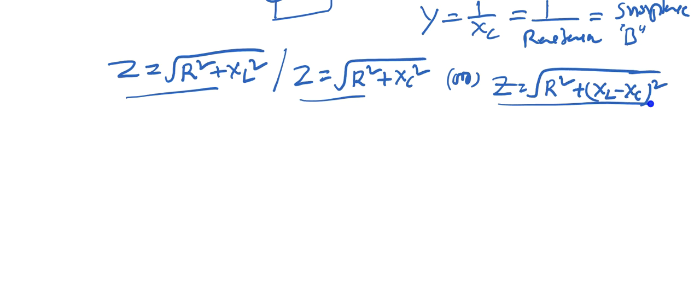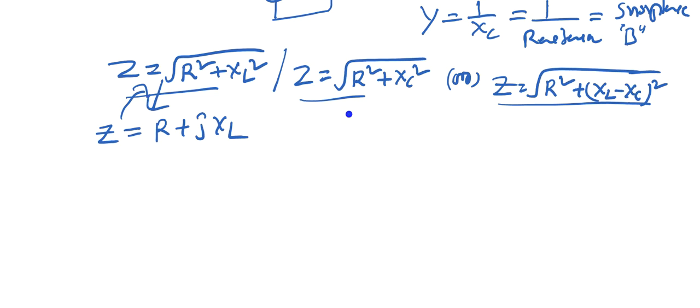But here, this impedance I can also write as Z is equal to R plus jXL. Can I write it like this? R plus jXL. So this is also going to be my impedance. Similarly, I can go with XC as well.